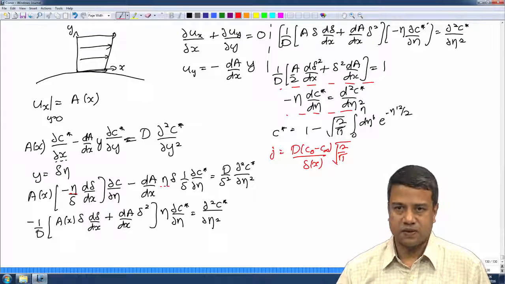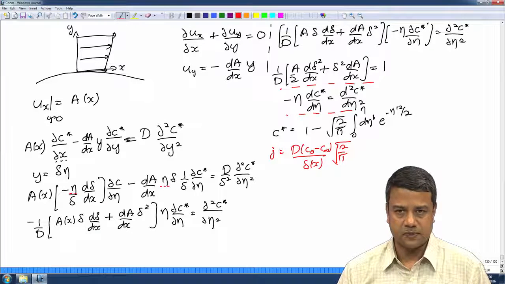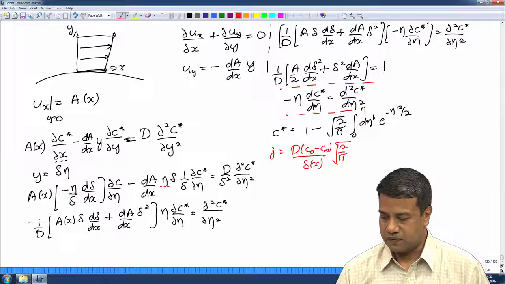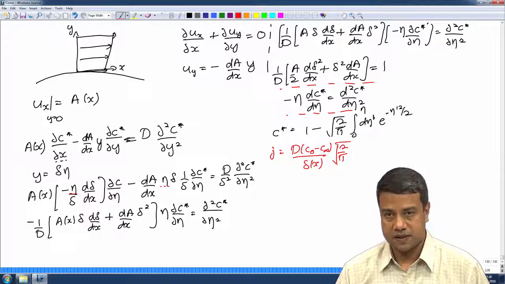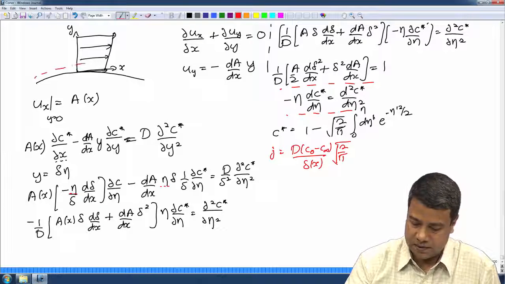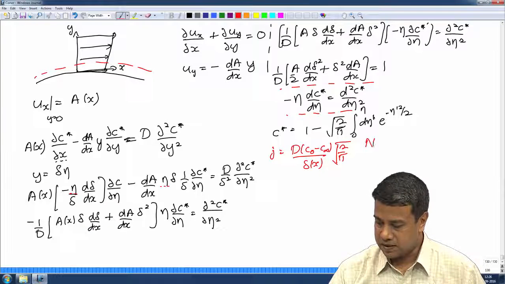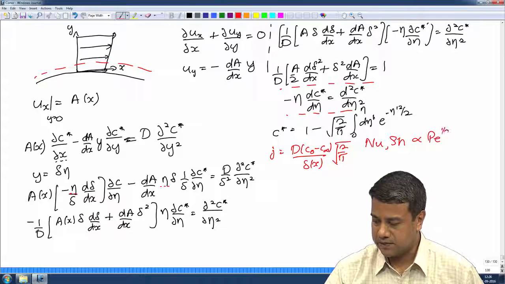So we get the same equation regardless of configuration for this concentration field in terms of the similarity variable. Only thing that changes is the equation for the boundary layer thickness. That depends upon the details of the flow field. Since the boundary layer thickness goes as Peclet number to the minus half in all of these problems, the flux goes as Peclet number to the plus half, and therefore the Nusselt number, Sherwood number are proportional to Peclet number to the plus half.